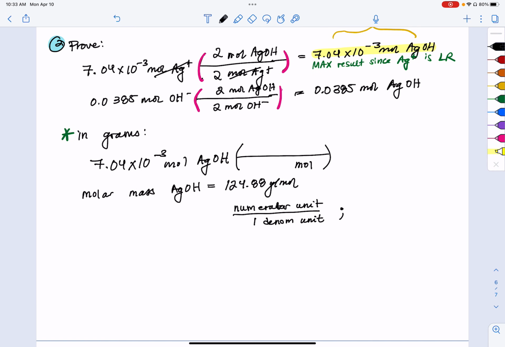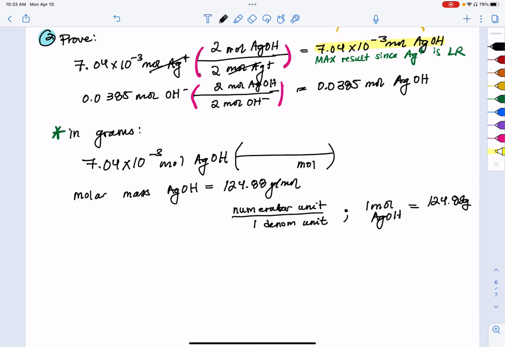So the definition of molar mass says that if I had 1 mole of silver hydroxide present, then that should weigh 124.88 grams. So it's always the mass of 1 mole. So the 1 always goes with the mole. So this becomes 124.88 grams in the numerator. Moles and moles will cancel.